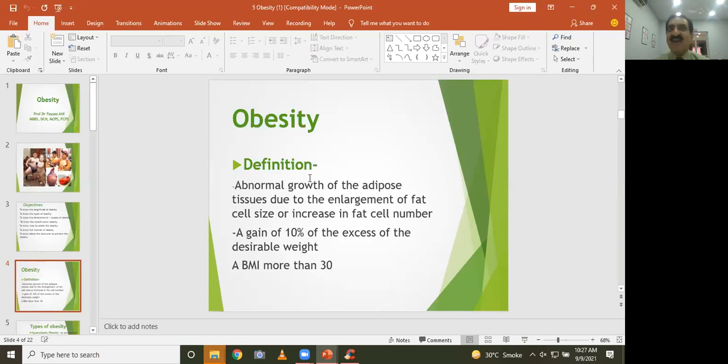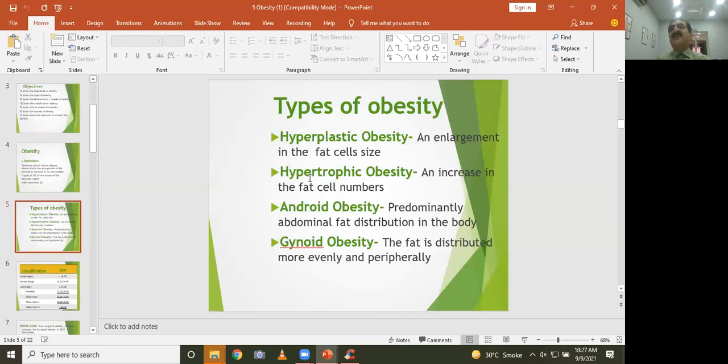How the body mass index is calculated, I'll let you know. It is the weight of the person in kilograms, like my weight may be 70 kilograms, divided by height squared, the height in meters, like 1.6 meters. So weight 70 divided by 1.6 meters squared, that is the BMI, body mass index. And if the body mass index is more than 30, then the person is called obese.